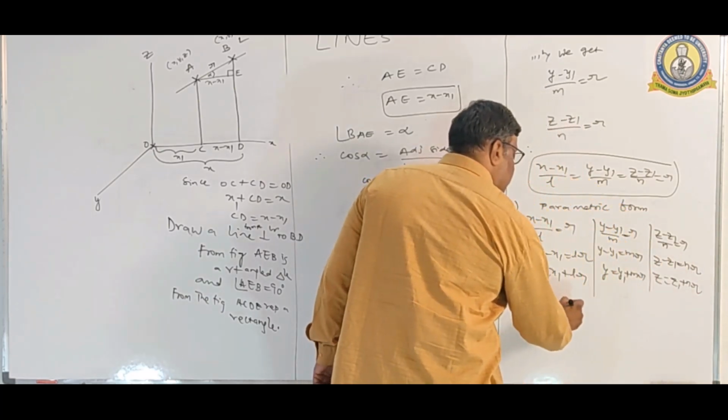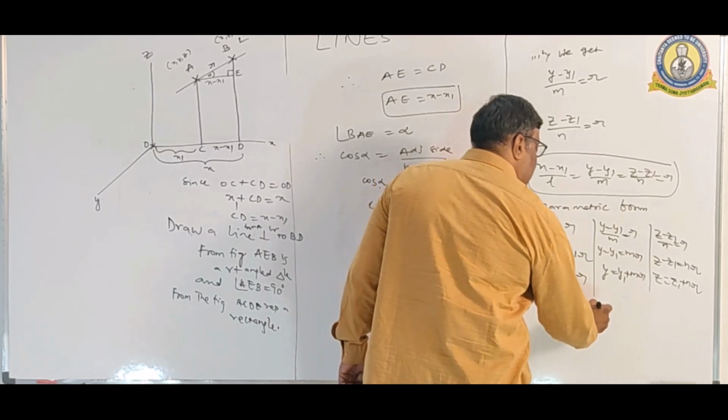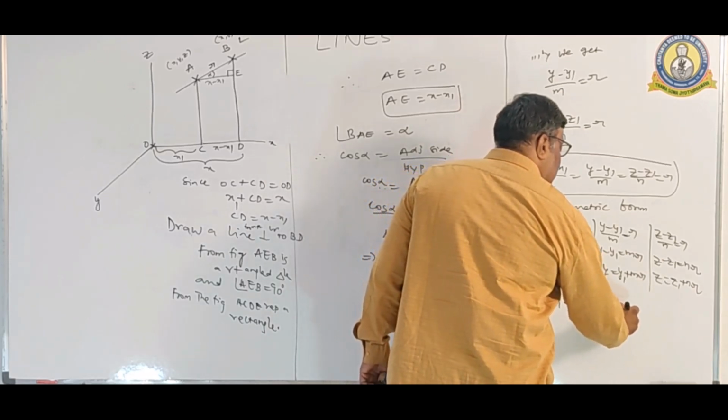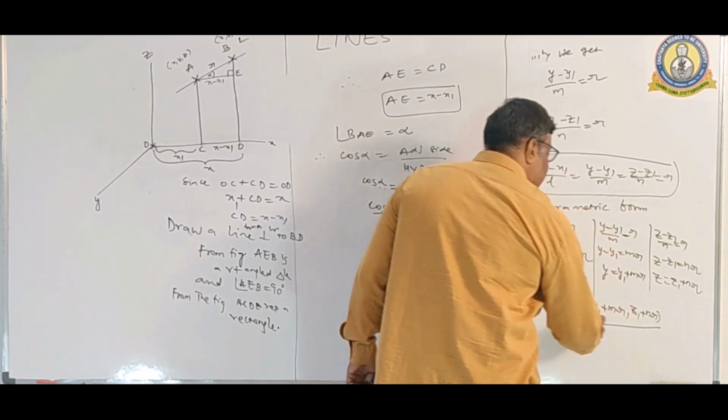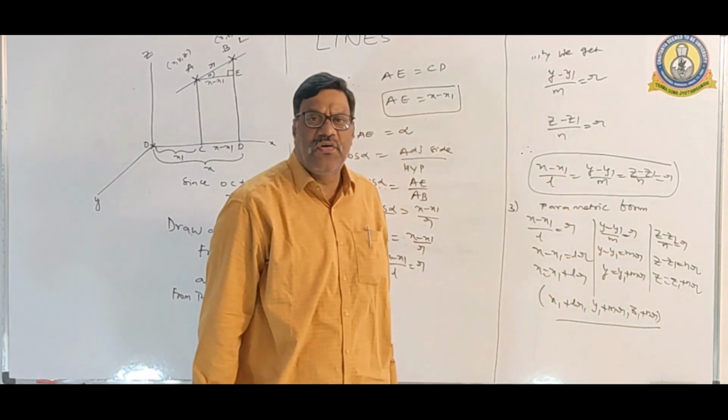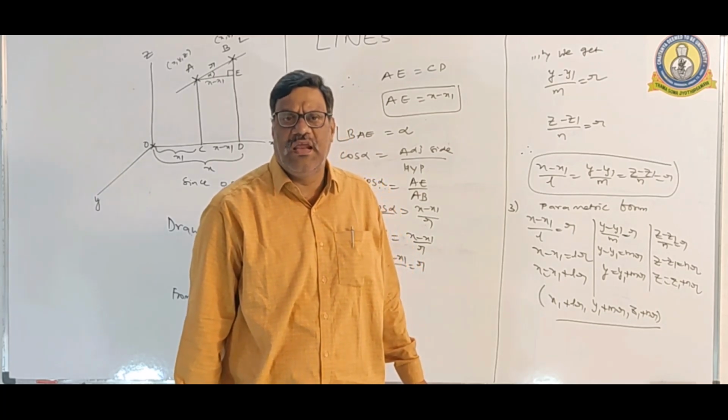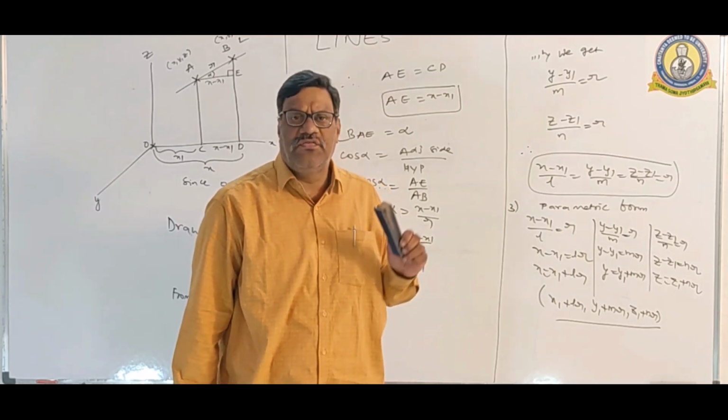Therefore, x1 plus lr, y1 plus mr, z1 plus nr, this form is called the parametric form of the equation of the line. So, three different forms are known.